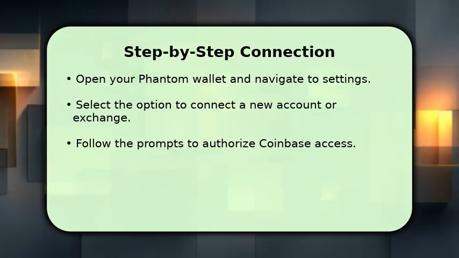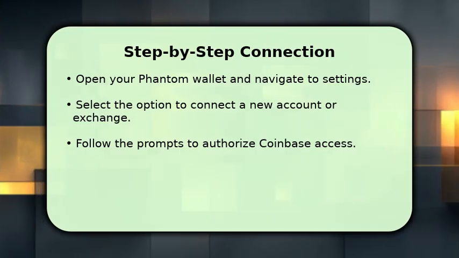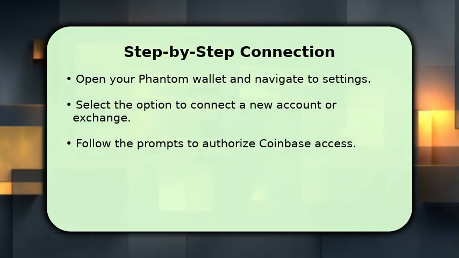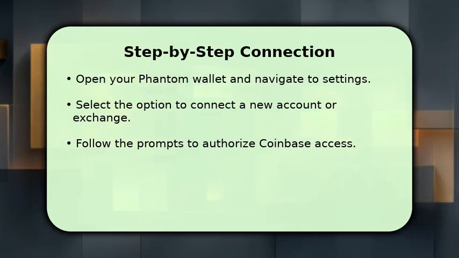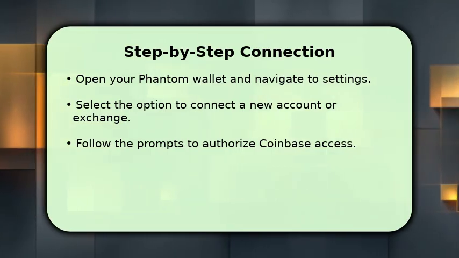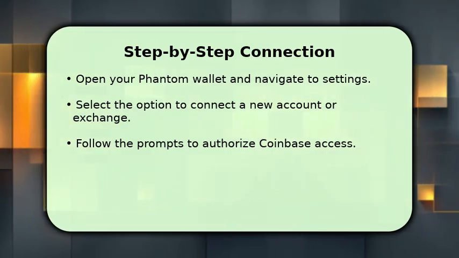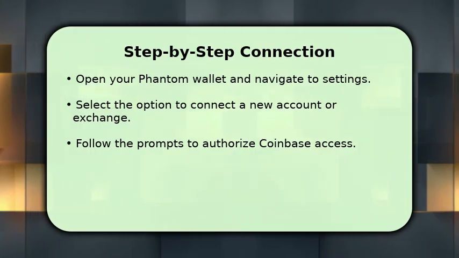Open your Phantom Wallet extension and click on the gear icon for settings. Look for an option like Connect Wallet or Add Account, then choose Coinbase from the list of available exchanges. You will be redirected to Coinbase to authorize the connection. Grant the necessary permissions, and once confirmed, your accounts will be linked, allowing for seamless asset management.